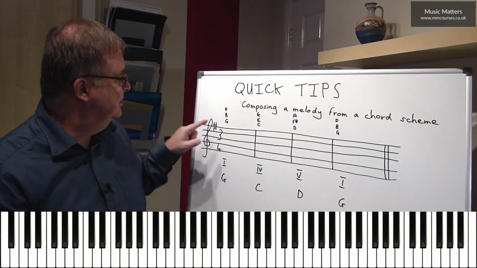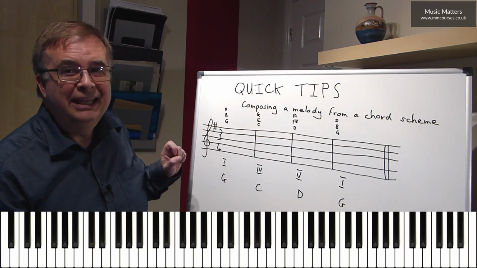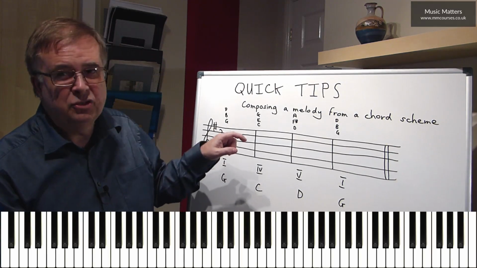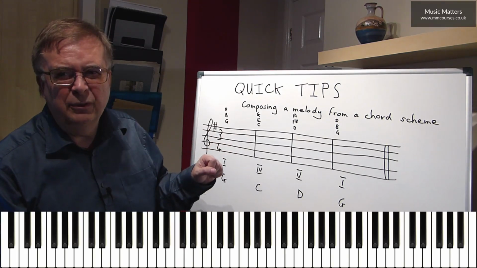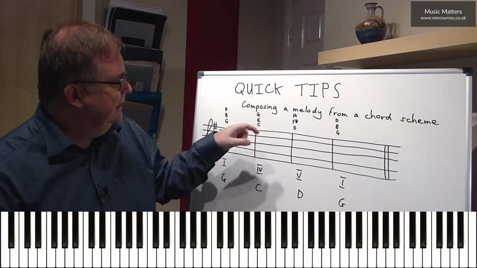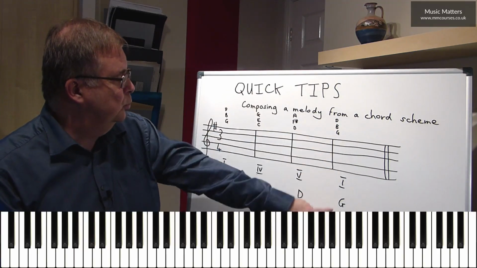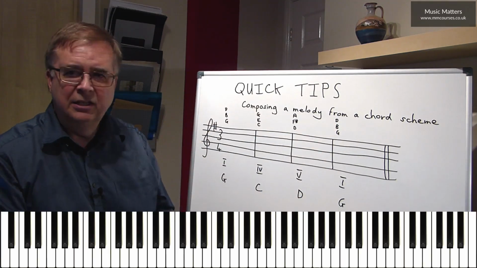Why is it F sharp? Because we're in G major and there's an F sharp there in the key. So we need to make sure we're using F sharp and not F natural. Otherwise there'll be a kind of clash of key there. And then we're coming back to this chord 1, this G chord that we had earlier on.